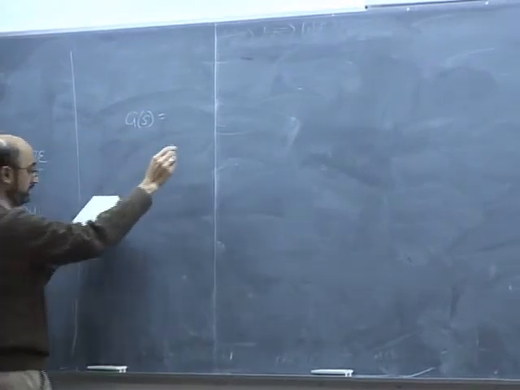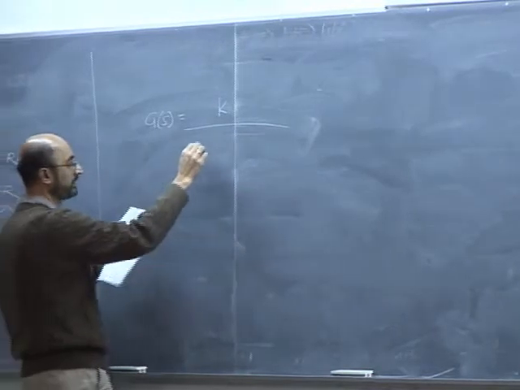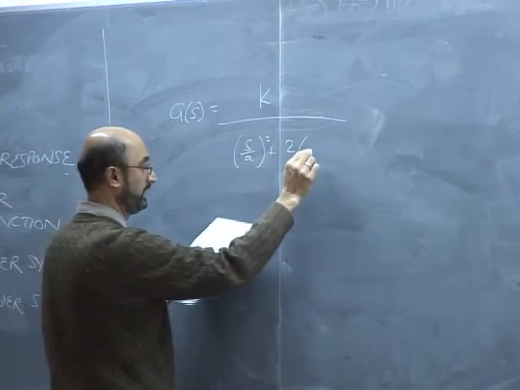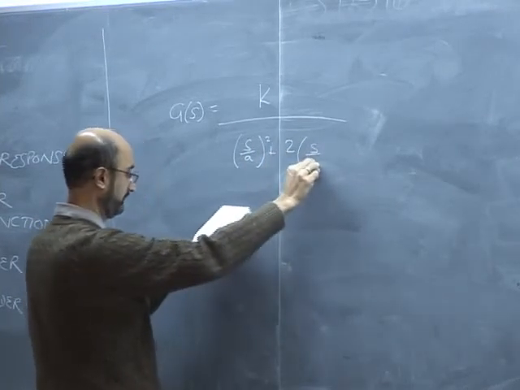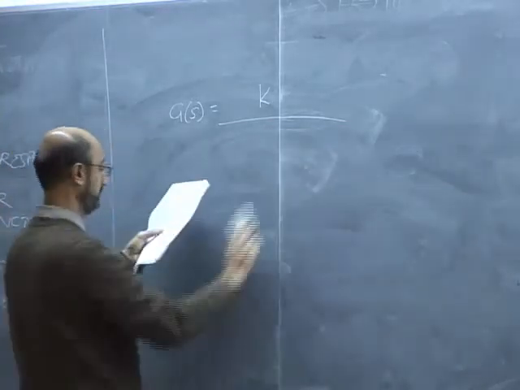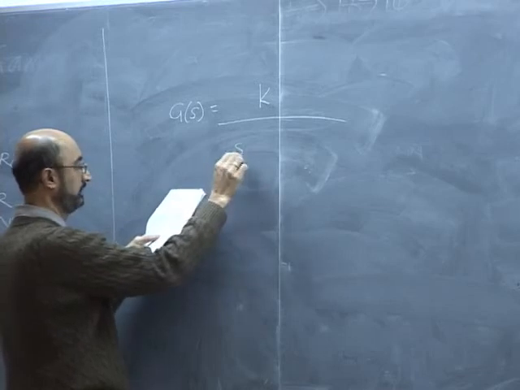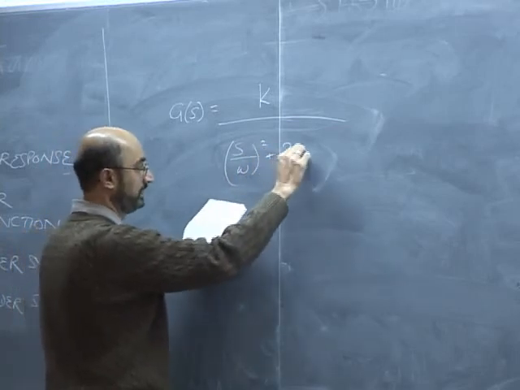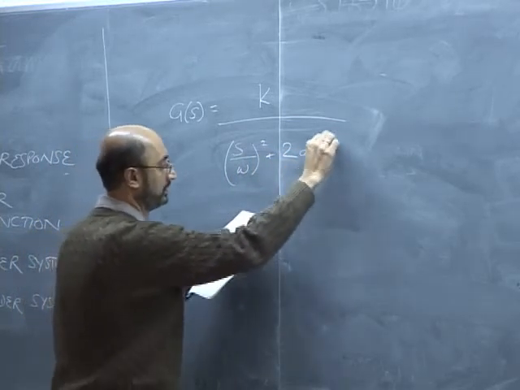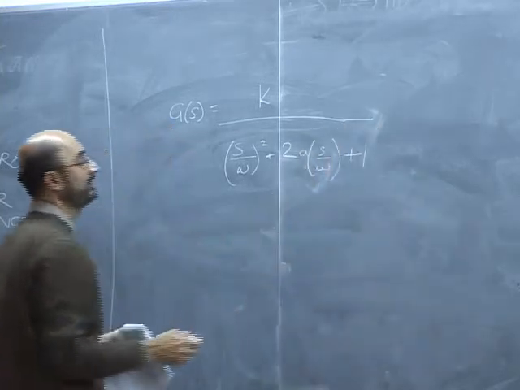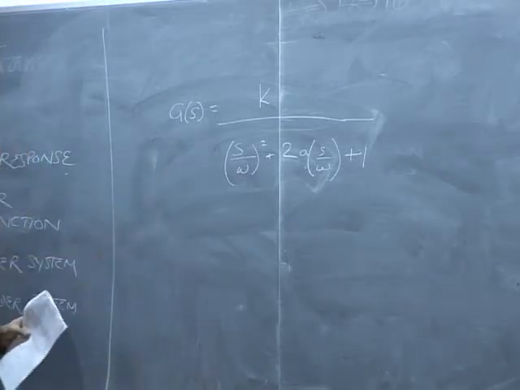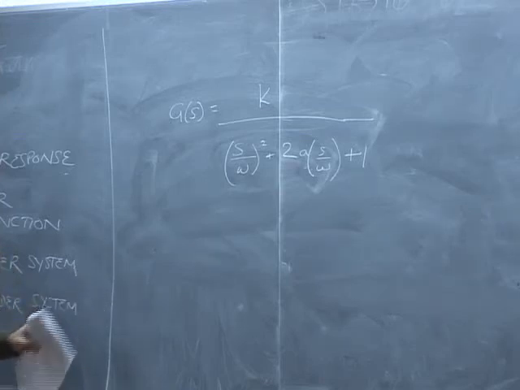And so for a second order system, G of S is going to be given by K over, I'm going to write it in a slightly different form than in the text, S over omega squared plus 2 A S over omega plus 1. In the text I'm using eta, that's why I'm writing A instead of eta, because I can't write eta. I can type eta, but I can't write it. So I'm going to use A instead of eta.